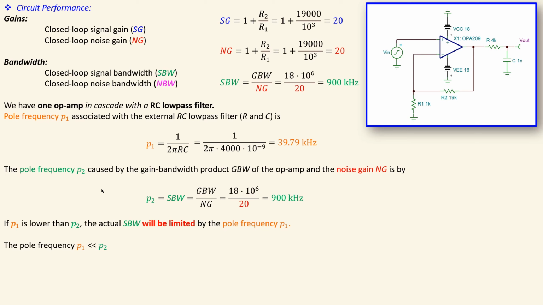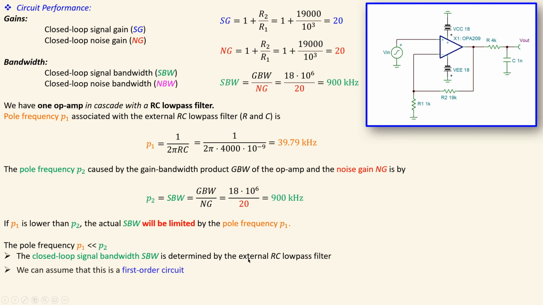So in this case we have the pole frequency P1 is much smaller than the P2. Then the approximation can be that this will be limited. So the cutoff frequency or the bandwidth of this complete circuit will be determined by this external RC circuit. So the closed loop bandwidth is determined by the external RC low pass filter. Then we can assume that this is still a first order system, which is just determined by the dynamics of this RC.